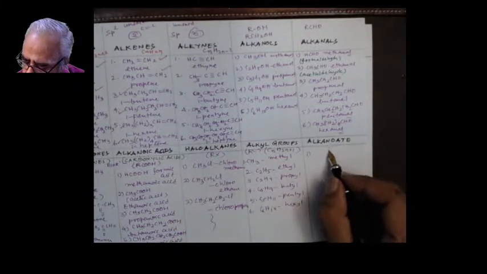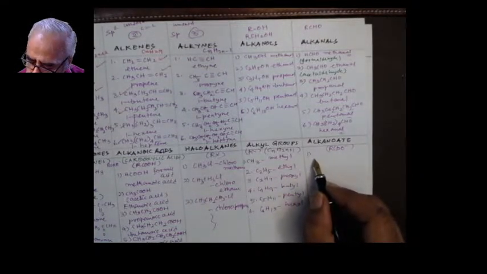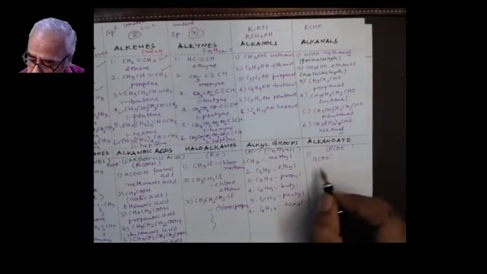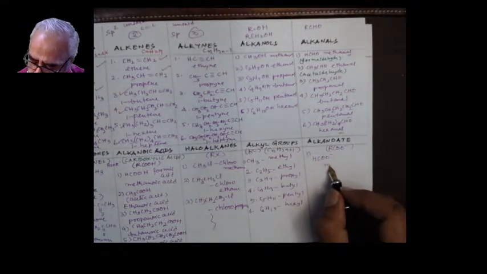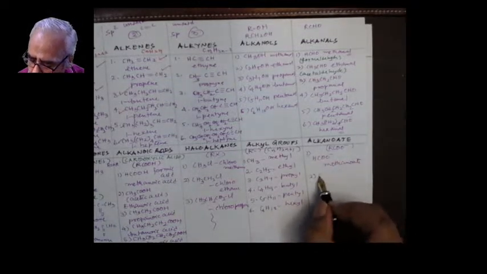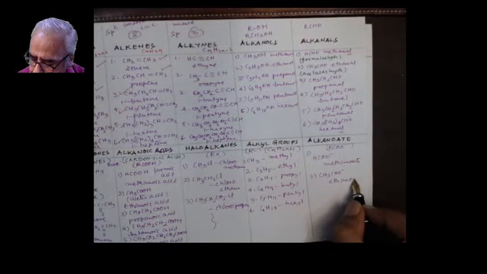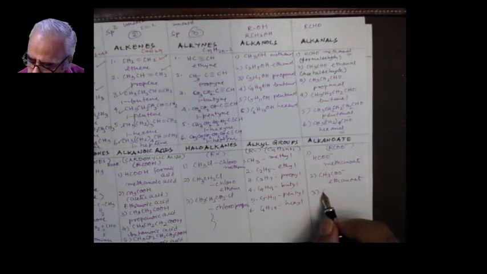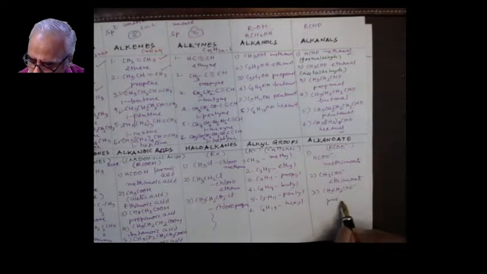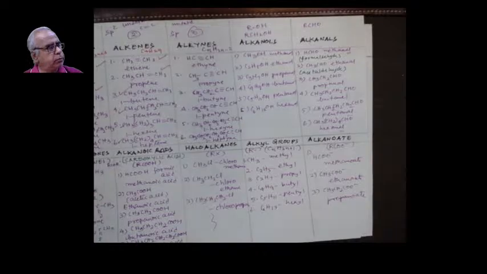And similarly alkanoate, or COO minus, alkanoate, that is carboxylate. HCOO minus, what do you call it? It's a group, it's not a compound. So what do you call it? Methanoate. 2, CH3COO minus, ethanoate. 3, CH3CH2COO minus, propanoate. Likewise, butanoate, pentanoate, hexanoate.